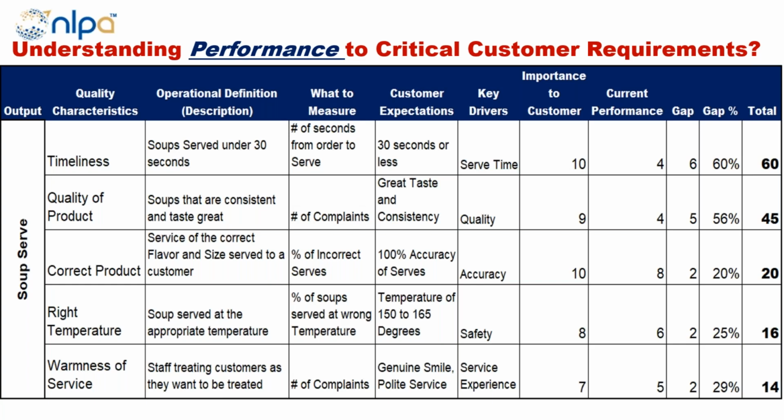So in this column right here, the second column, operational definition, for example, for timeliness, that would be soup served under 30 seconds, right? What to measure, that's the next column: number of seconds from order to serve. The customer expectation was 30 seconds or less. So this is a customer requirements matrix. It's very, very important for us to have a good understanding of their requirements, and it's the spearhead of improving quality in our supply chains.